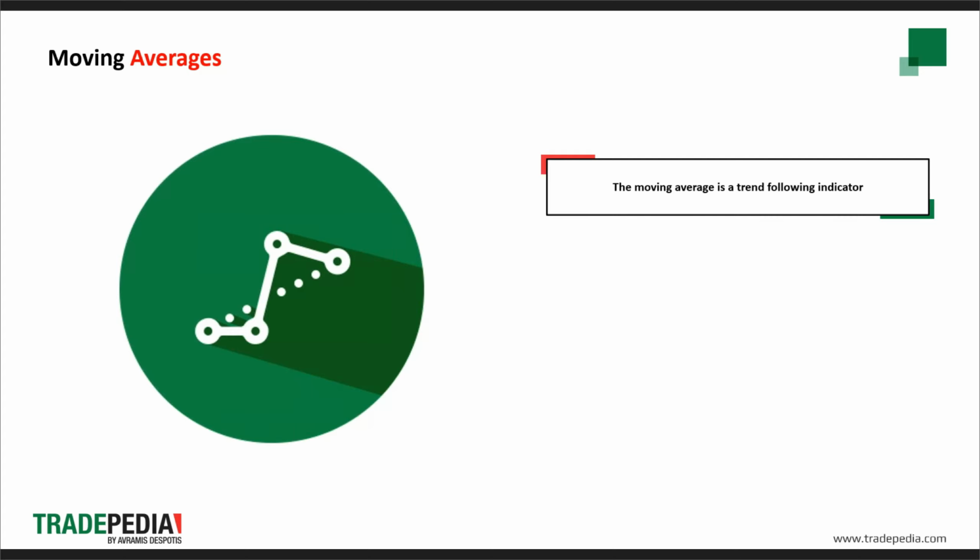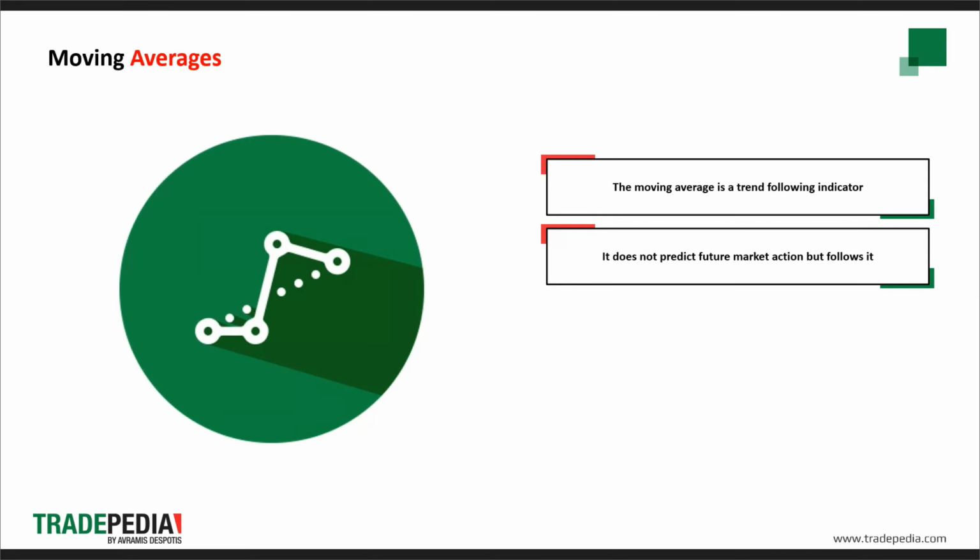It is basically a trend following indicator. It helps you to smooth out the price action and filter out all the noise. When you look at a graph, especially if you're trading forex, it can be very noisy sometimes. There are lots of candles and the price seems to be chopping here and there. The moving average helps you filter out all that noise and make better decisions by smoothing out the price action.